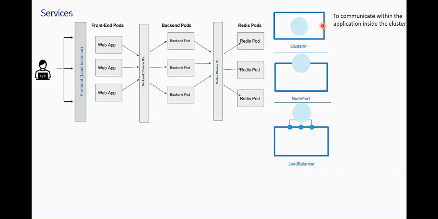Now I'll come to the third type of service first, which is the load balancer. As you can see here, if this is a cluster, then the load balancer service is outside the cluster. This is a standard way to expose an application to the internet. Why? Because via the load balancer service, you communicate with the application from outside the cloud or outside the Kubernetes cluster. So that's why this service is always outside the cluster.